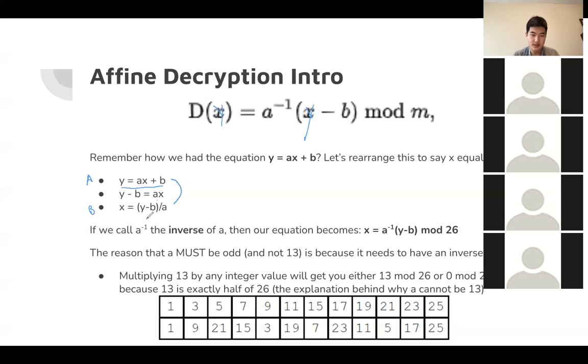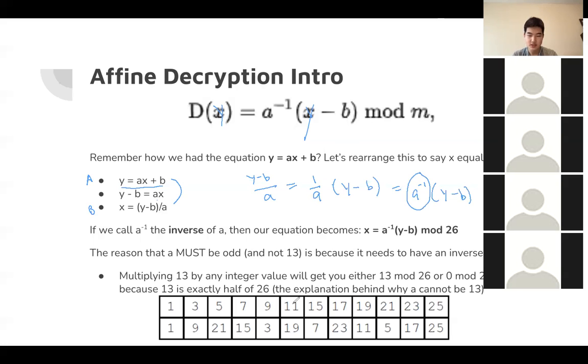But the problem is that we can't always divide. We can't always do something divided by a, like y minus b. We can't always do that because division doesn't always work, especially if we're doing matrices or modular math. Not that you have to know what matrices are. But this is the same thing as 1 divided by a times y minus b, which is the same thing as a to the negative 1 times y minus b. And a to the negative 1, this term is where, when we talked about modular inverses, that comes in.